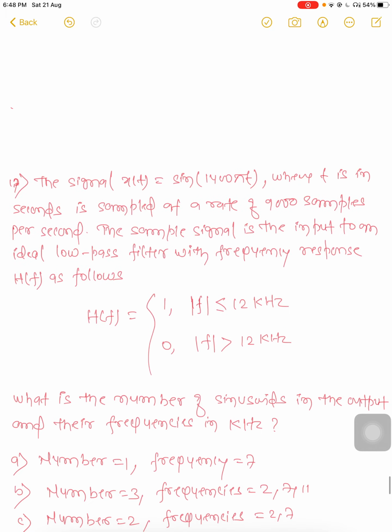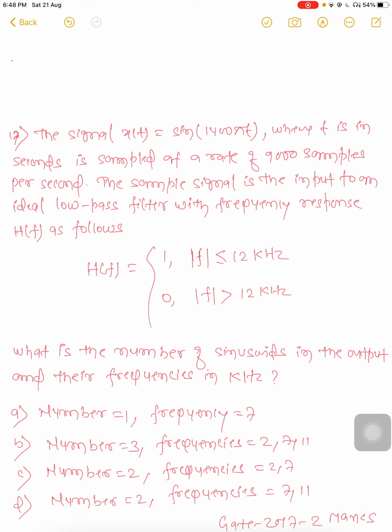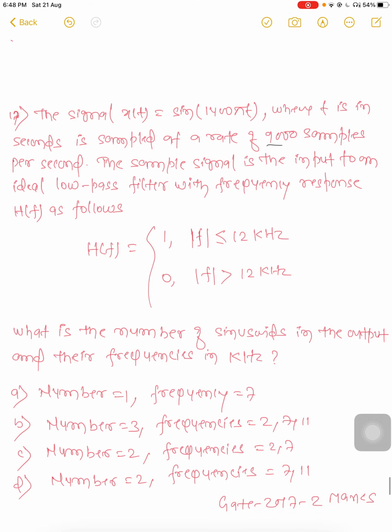16 hertz is the answer. Now comes question number 17. The signal x(t) is equal to sin(1400 pi t), where t is in seconds, sampled at a rate of 9000 samples per second. The sampled signal is the input to an ideal low pass filter.